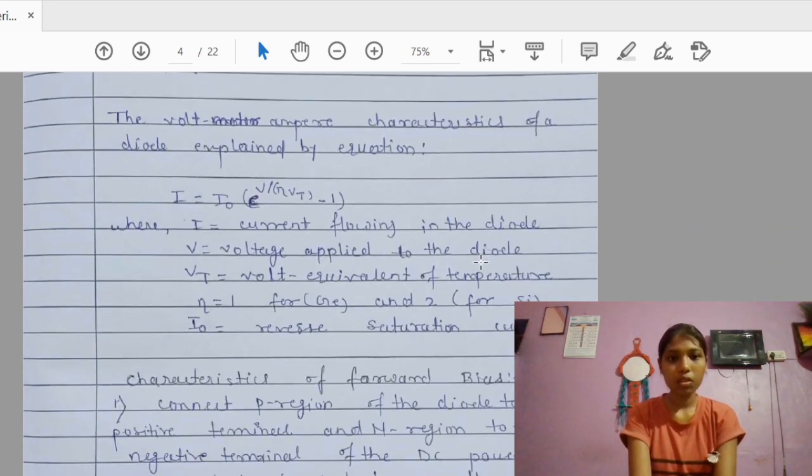So the diode equation is I equal to I naught, e to the power V upon nu Vt, minus 1. Where I is the current flowing in the diode, V is the voltage applied to the diode, Vt is the volt equivalent of temperature, nu equals 1 for germanium and 2 for silicon, and I naught is the reverse saturation current.